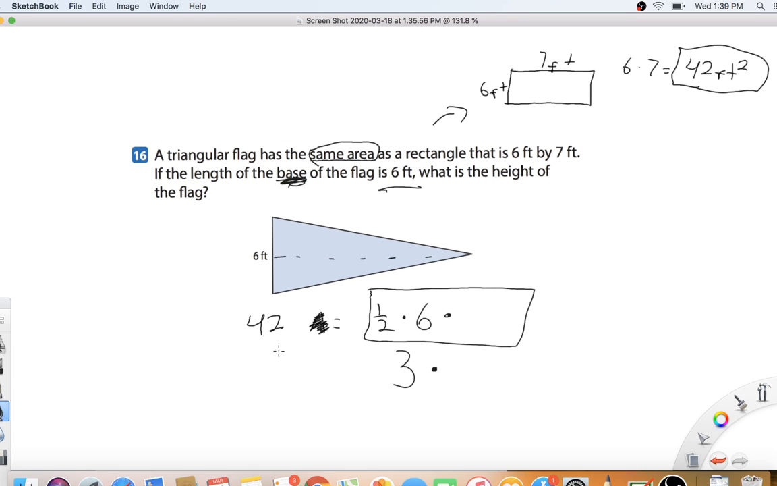If you know up to your 12 times tables, you know that 3 times 12 is 36. So that's not even close. We would have to keep going, adding by 3: 36, 39, 42. It hits it. But if you can't do that in your head, you can divide 42 by 3 and you would get your answer. That means that 3 times 14 gives me 42.